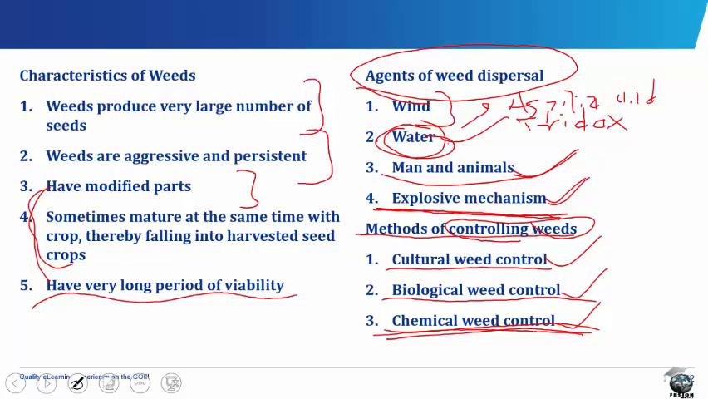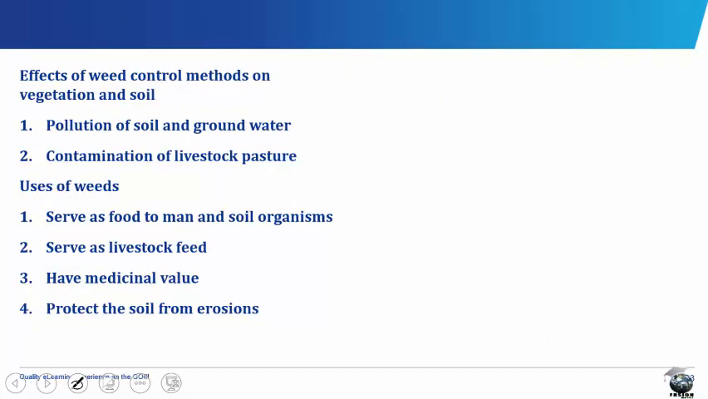Great precaution should be taken in the use of non-selective herbicides, as they can be harmful to man or crops if manufacturers' instructions are not properly followed. Effects of weed control methods on vegetation and soil. They include: 1. Pollution of soil and groundwater, and also contamination of livestock pasture.